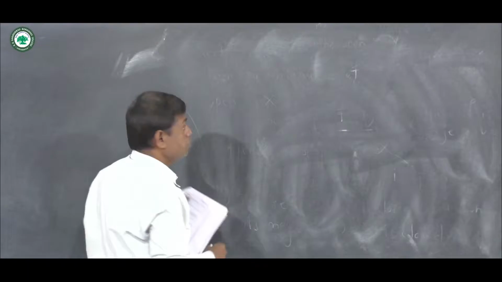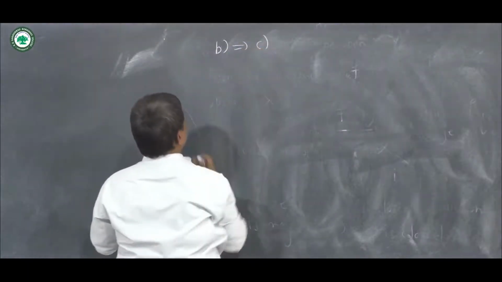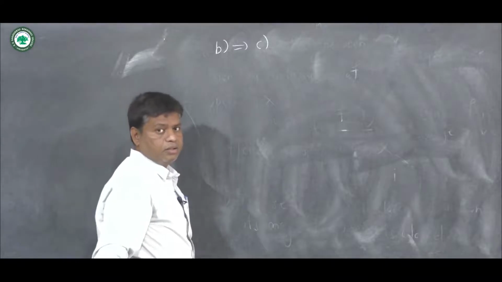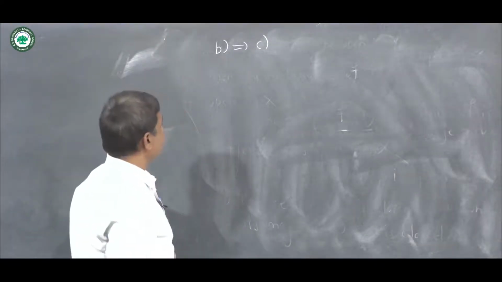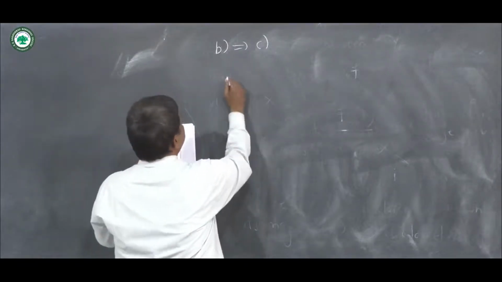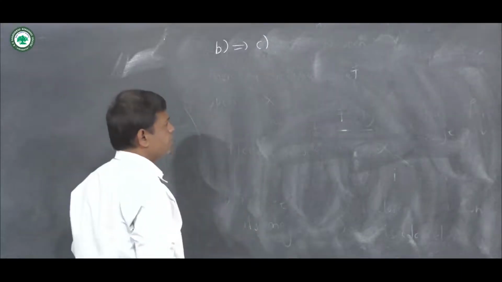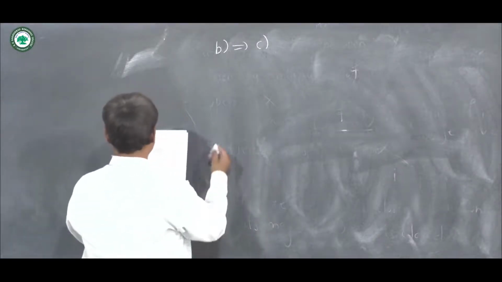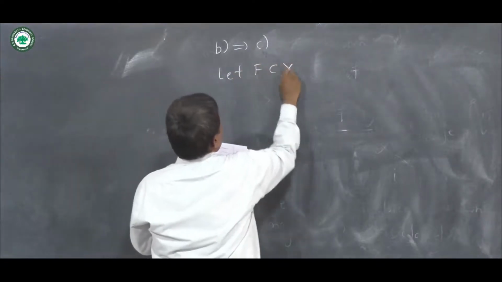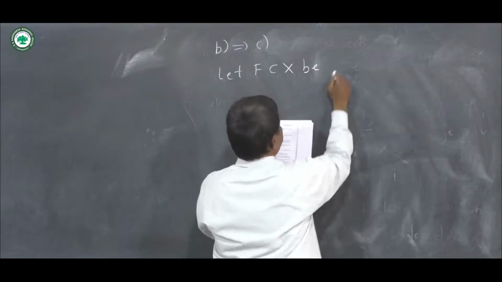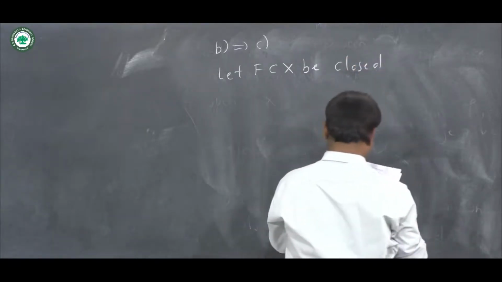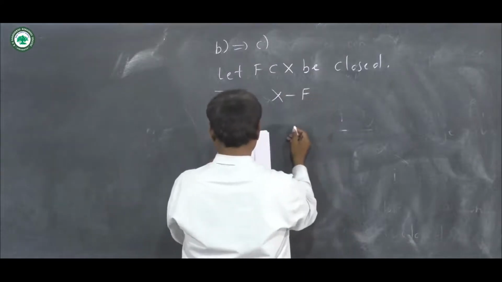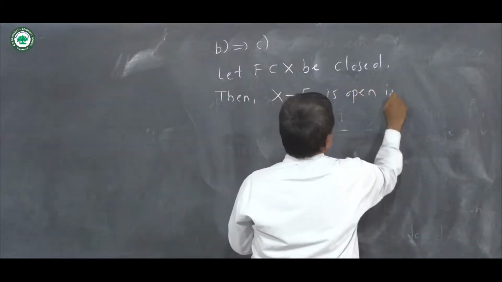Now B implies C. Now we have statement B, it means that the set G is open in X if and only if its image f of G is open in Y. Now to prove C, first we take F as a closed subset of X, then we are going to show that its image f of F is closed in Y. So let F, a subset of X, be closed. Then its complement is open in X.